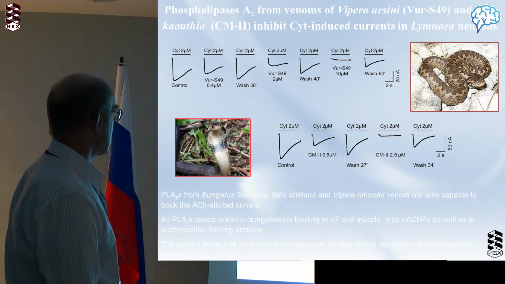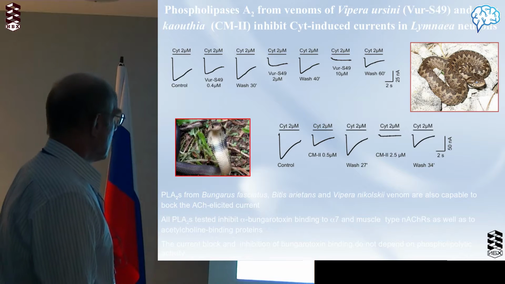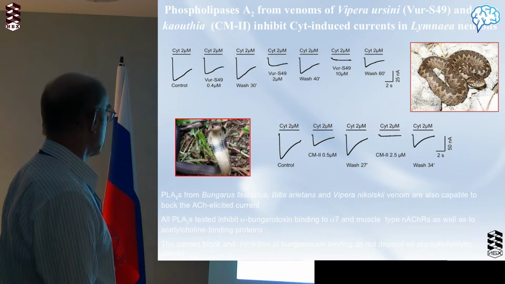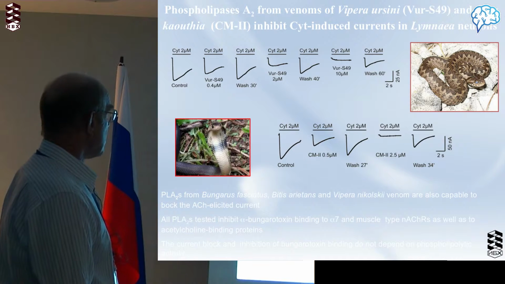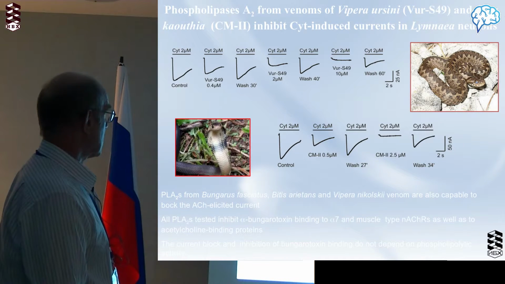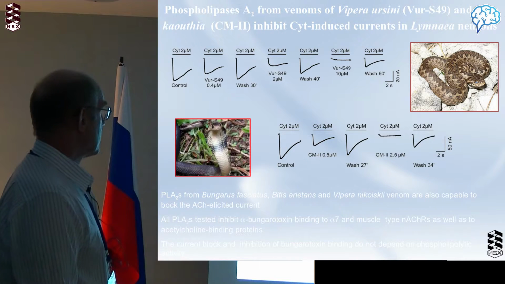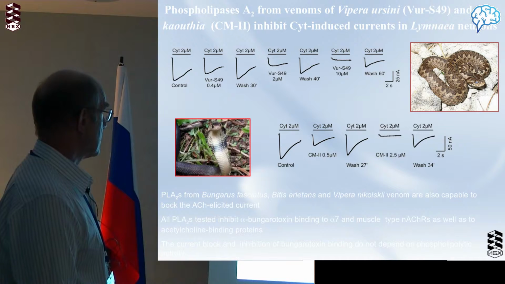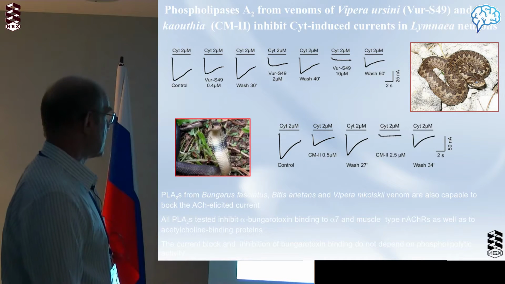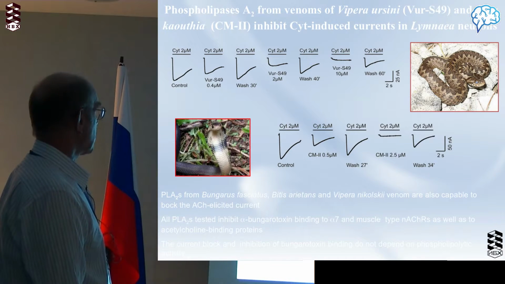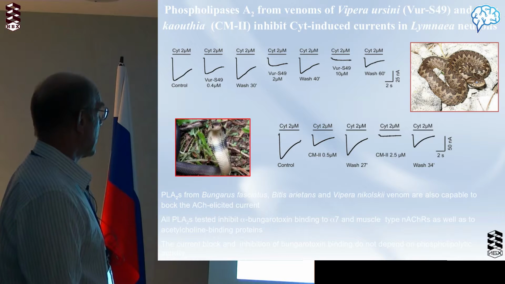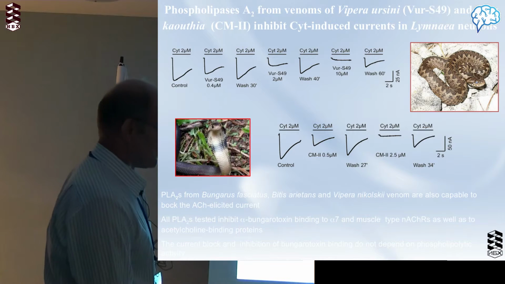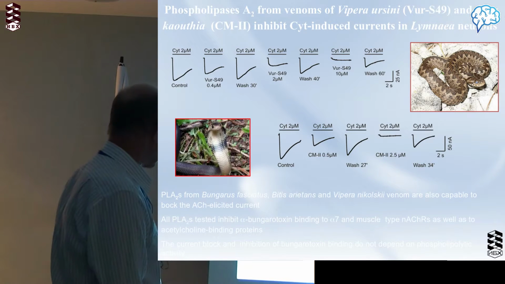Here the electrophysiology curves are represented, indicating that in the presence of phospholipase A2 from one kind of viper, which is functionally inactive, it does not possess phospholipolytic activity. Nevertheless, it suppresses the current induced by agonist in Lymnaea stagnalis neurons expressing some kind of nicotinic acetylcholine receptor.